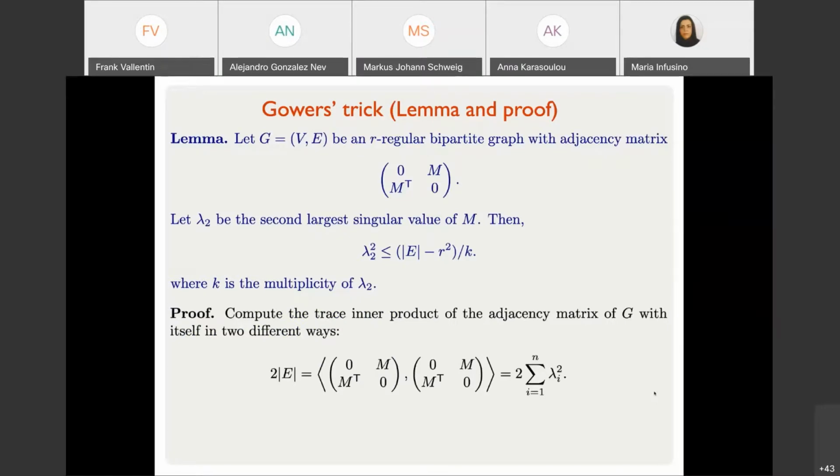So what do we do? We compute the trace inner product of the adjacency matrix of G with itself, and we do this in two different ways. First the combinatorial way: we just compute the number of ones which occur here. It's a 0,1 matrix, so the trace inner product is just a sum of 0s and 1s. How many ones do we get? We get a 1 for every edge, and we multiply by 2 because we have M and M transpose, so every edge is counted 2 times. So on the one hand, this inner product is 2 times the number of edges. On the other side, we compute the trace inner product in terms of the spectrum of the matrix, and this is equal to 2 times the sum of the eigenvalues of the matrix squared, or 2 times the sum of the singular values of M squared.